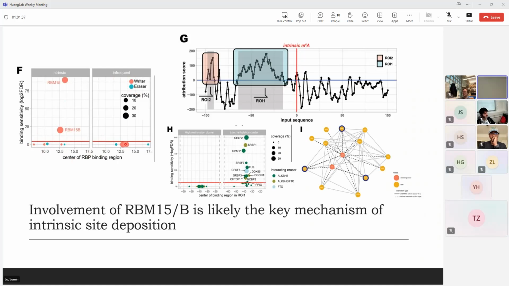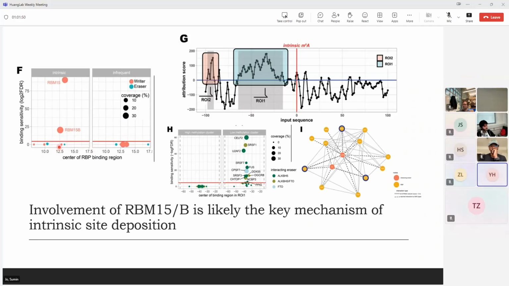So no other writers, and no erasers, are enriched. However, the binding of these writers and erasers that you investigated is not enriched in any of the infrequent sites, which is shown on the panel on the right side. This suggests that RBM15 or RBM15B binding is unique to intrinsic sites, which supports the hypothesis that you have.